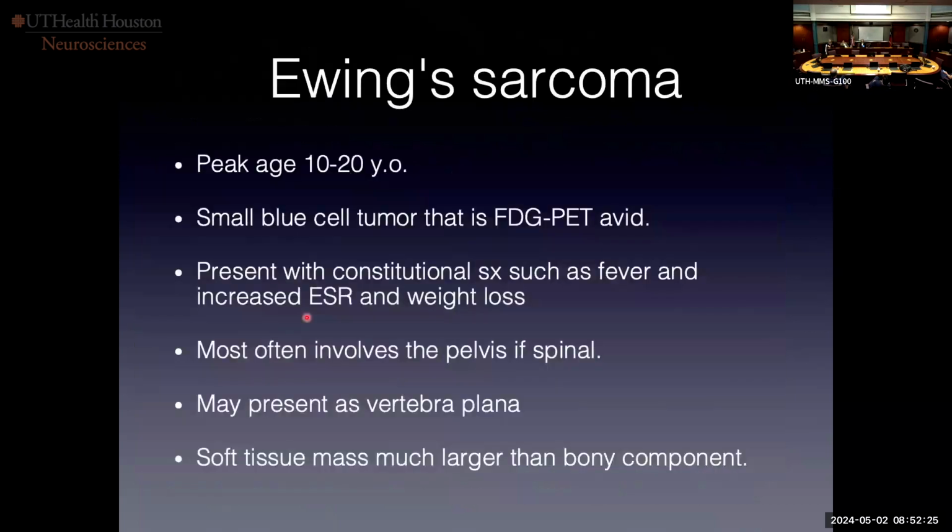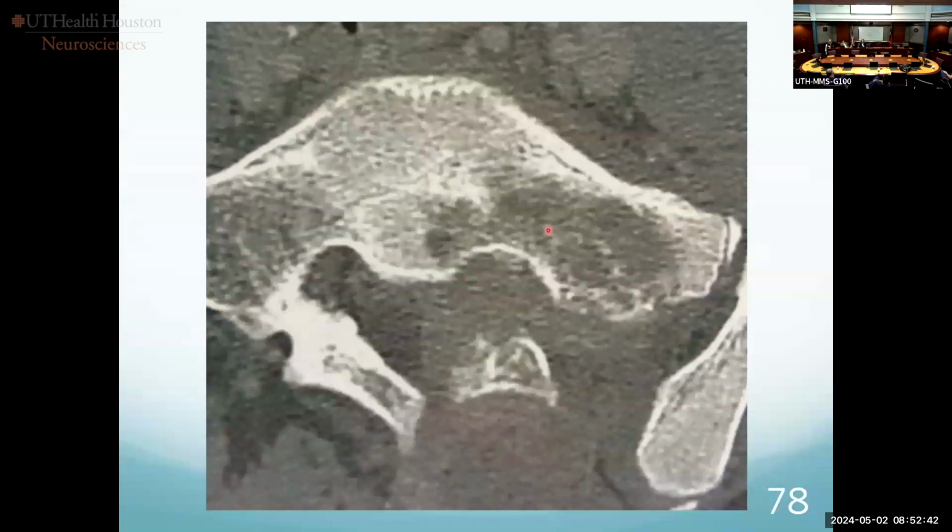So Ewing sarcoma is more common in the pelvis. If it's spinal, it often presents with constitutional symptoms like fever, increased sed rate, and weight loss. It's one of the lesions that can present as vertebra plana. And this is my classic Ewing slide. I don't have an MRI on it, but this is just a classic.